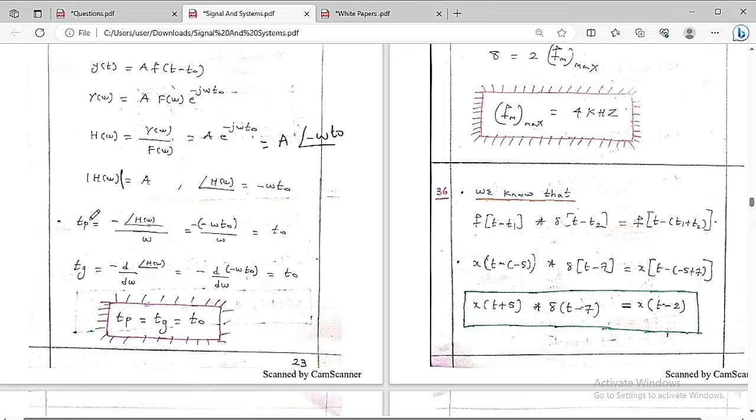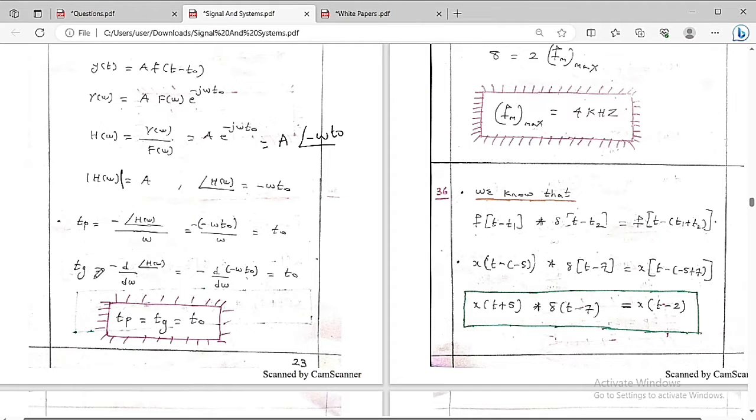Then what is the phase delay of the system? Pp is equal to minus the phase angle of H of omega by omega. So minus the phase angle of H of omega is equal to minus omega t naught, so minus omega t naught by omega. Minus 2 minus is plus. So omega cancels, and we are going to get t naught.